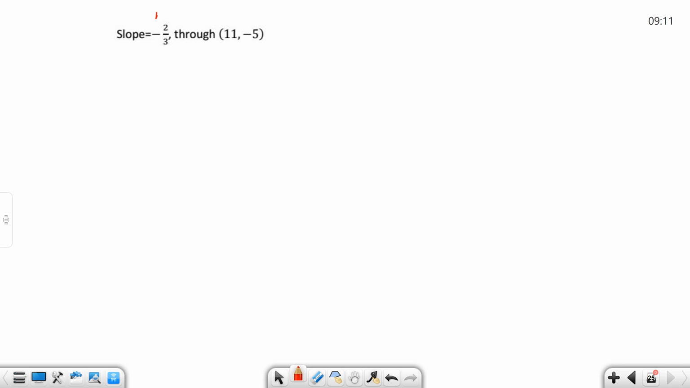This is going to be M. This is going to be X1, Y1. So this actually goes back to the very first way we did this. Y minus Y1 equals M times X minus X1. Okay? So Y minus a negative 5 is plus 5 equals M, which is negative 2/3. That's pretty ugly too. Negative 2/3, and then X minus 11.